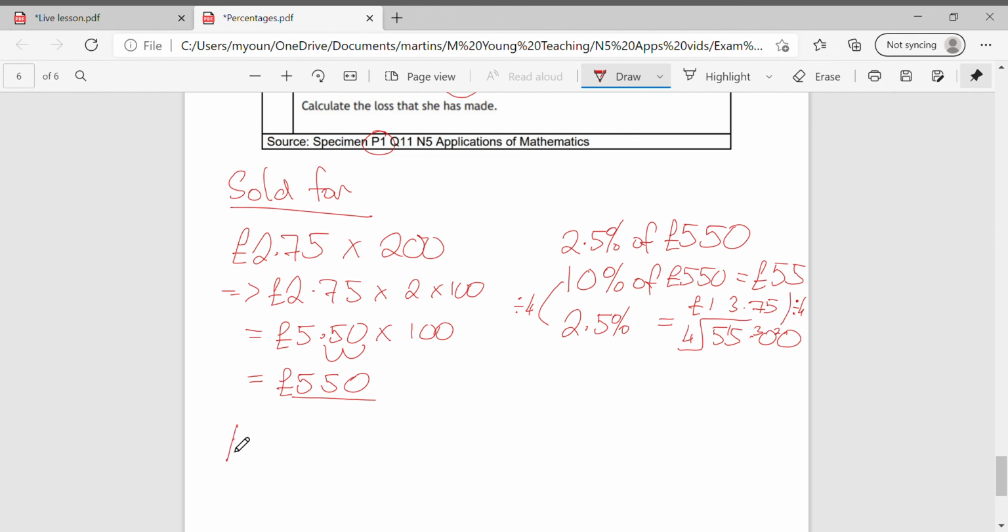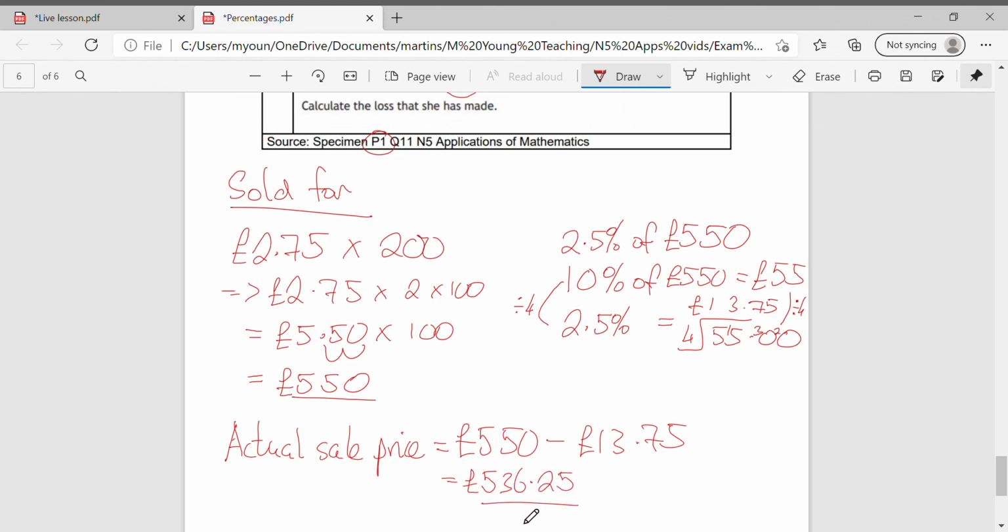So let's say the actual sale price is going to be £550, take away that value we worked out of £13.75. So £550, take away £13.75. Take off 13 would be 537. Take off that 0.75 would be 536.25. Make sure you set out sums, right, if you need to. I'm just trying to save space. So that's what she actually sold them for.